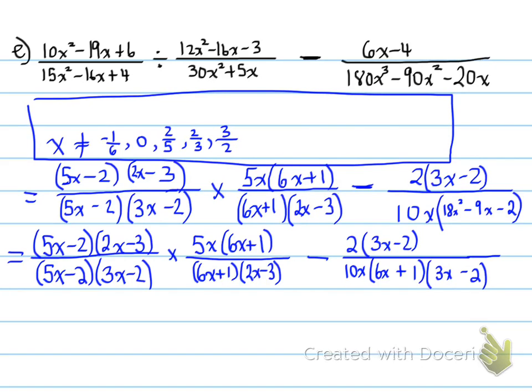All right, well, now that we've done that, we can now cancel. First of all, let's look at up and down canceling. We can cancel the 5x minus 2 with the 5x minus 2. We can cancel the 6x plus 1 with the 6x plus 1. We can also cancel 3x minus 2 with 3x minus 2. Very important that you cancel up and down first.